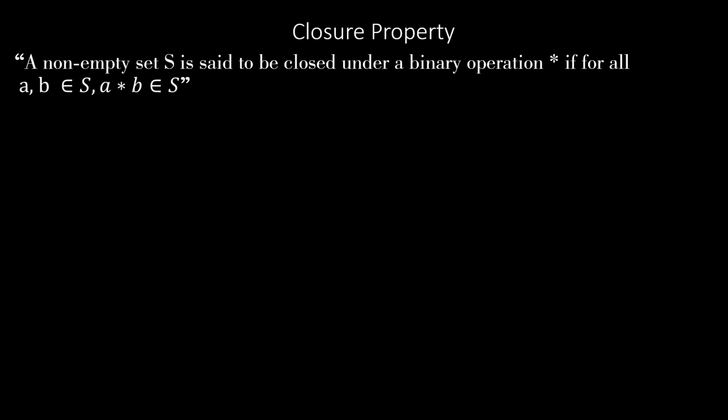Going back to closure property, a non-empty set S is said to be closed under a binary operation asterisk if for all A, B element of S, A asterisk B is also an element of S. To illustrate this property, we are going to be looking at an imaginary set S which has elements A, B, C, D, E, and F, and looking at an operation asterisk. If we say a set is closed under an operation asterisk, it means if we select any random elements of this set, take for example A asterisk B, we are going to have an answer which is also an element of S.